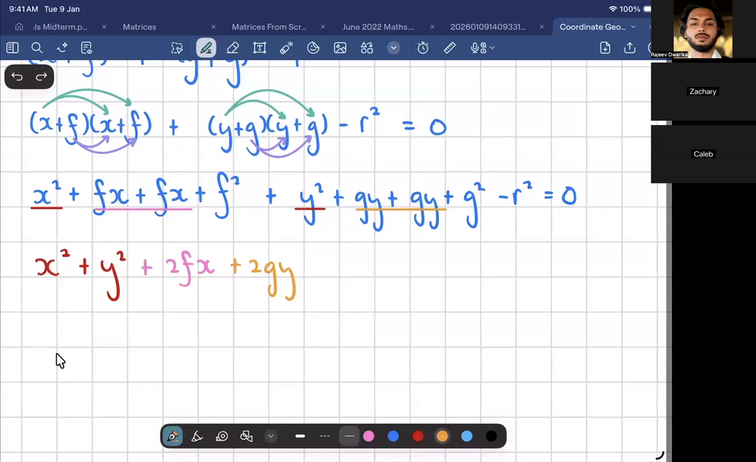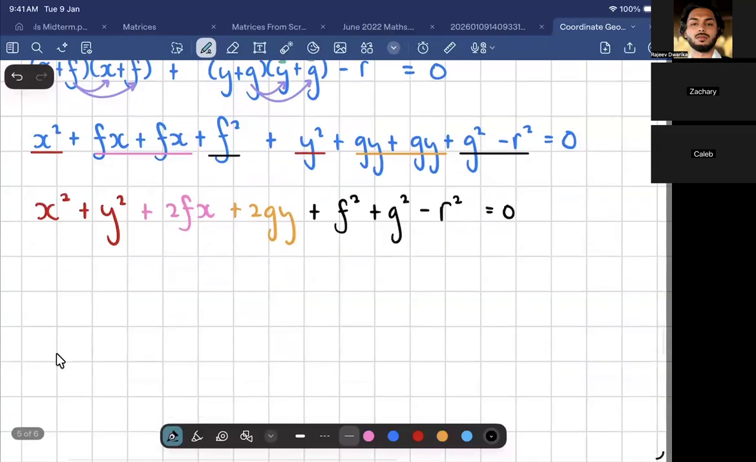So what I'm trying to say is, can we see any terms here that don't have an x or a y in them? What terms don't have an x or a y in them? The f squared, g squared, and the minus r squared. Right. So what that means is I could group together all of these terms. I'm going to write them right next to each other. And the reason I'm doing this is because all of these terms would be what? Variables or constants? Constants.